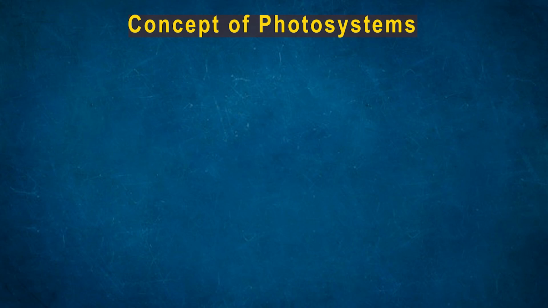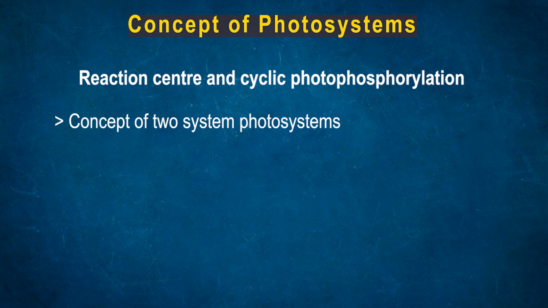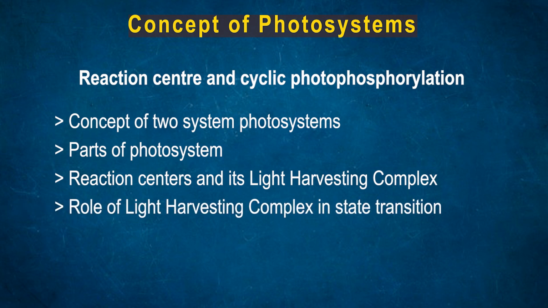Next, concept of photosystem, reaction center as well as cyclic photophosphorylation. This topic is also very interesting. So you will get to know about the concept of two photosystems, the paths of photosystem as well, the reaction centers and its light harvesting complex or LHC. The role of light harvesting complex in state transitions, okay. So high energy to low energy state and different types of state.